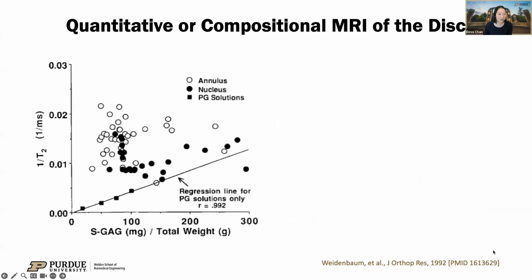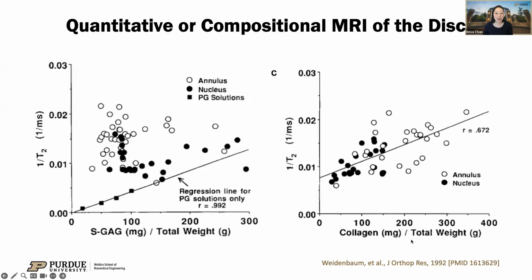In addition to looking at water content, they also looked at sulfated glycosaminoglycan content. And so sGAGs are a primary component of the proteoglycans that make up especially the nucleus pulposus and enable the disc to support compression because they draw in water. And so they found here that although the proteoglycan solutions correlated well, the actual tissue samples did not correlate well between T2 and the total sulfated GAG. On the other hand, what they did find was that when they looked at collagen content in the annulus as well as the nucleus, that this had a pretty strong correlation with T2, right?